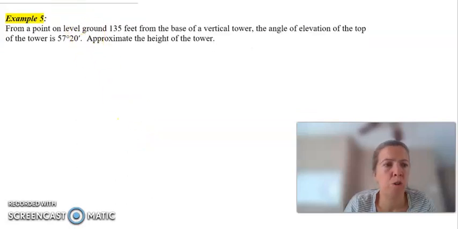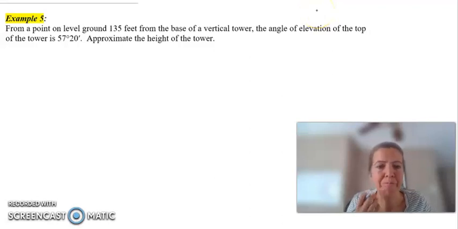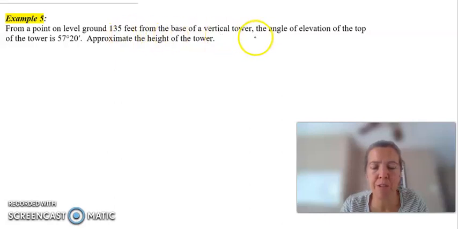Okay, so here's a word problem where we're going to use the right triangle definition of a trig function at some point. From a point on level ground 135 feet from the base of a vertical tower, the angle of elevation to the top of the tower is 57 degrees, 20 minutes. Find the height. Okay, so I'm going to draw a picture.